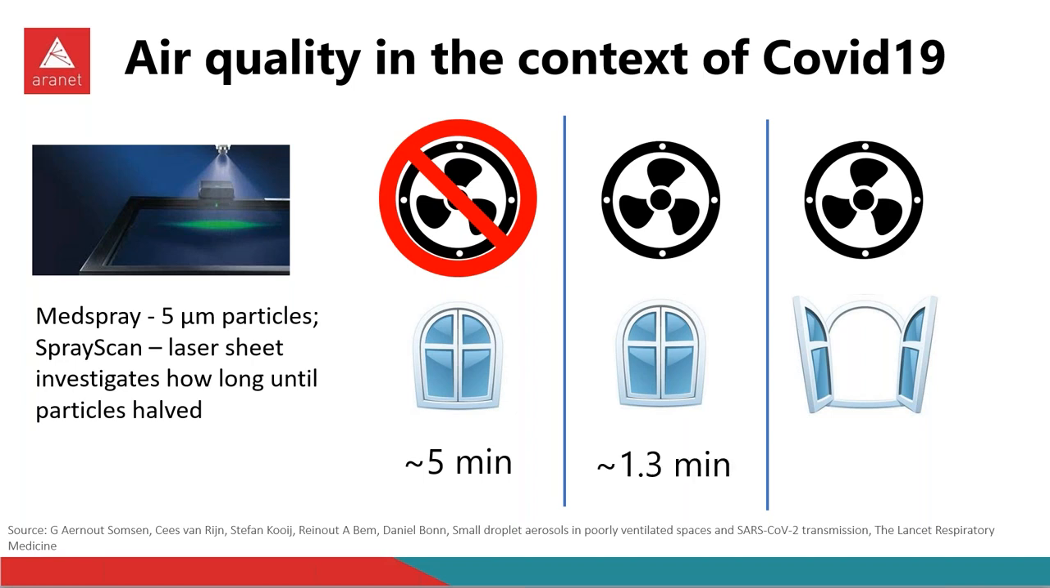Now, in the other room where there was ventilation turned on, these particles remain in the air for 1.3 minutes. And in the most ideal case, with windows open and ventilation turned on, the half life of particles staying there was only 30 seconds. So that is a significant decrease, decreased tenfold from the worst case scenario.